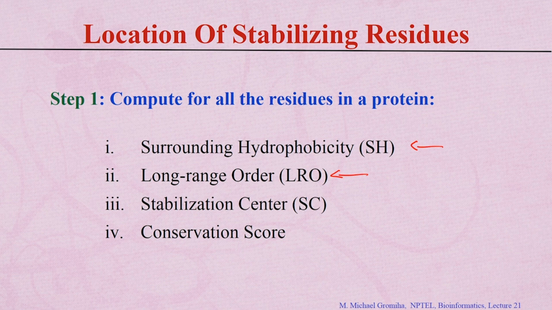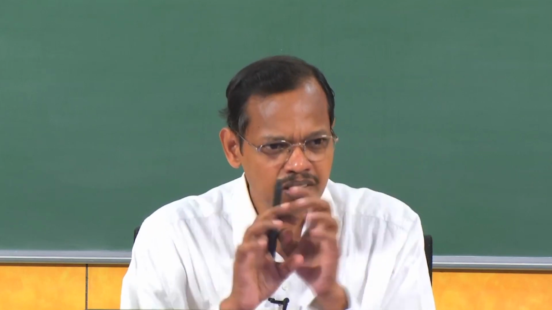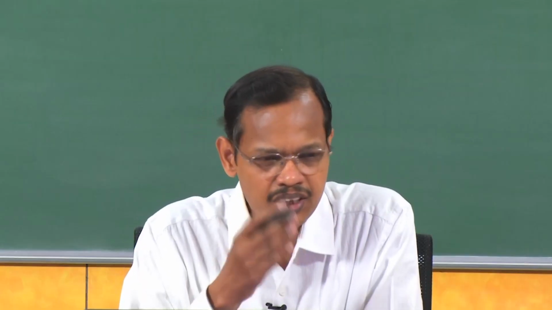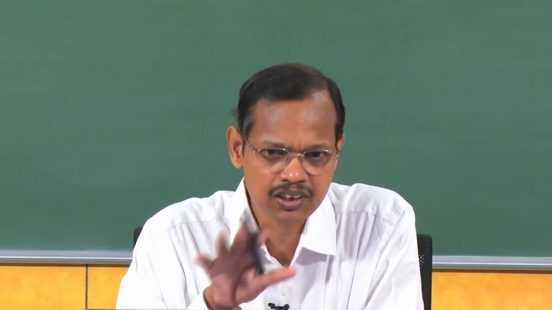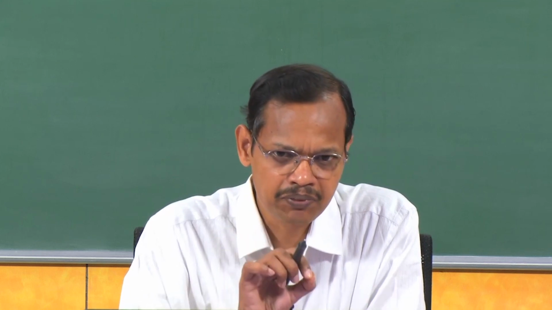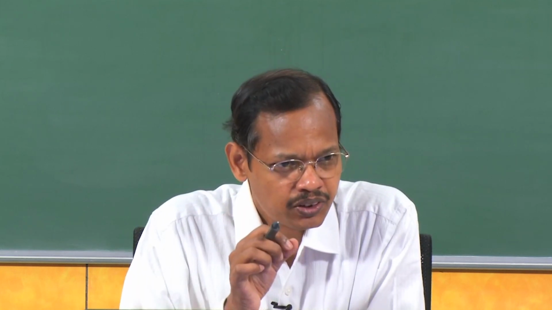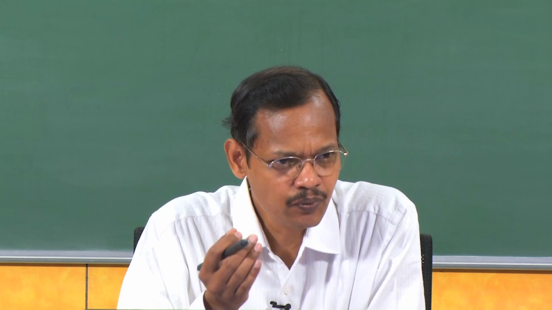Stabilization center is also similar to long range order. This also involves long range interactions. We can see some clusters of residues, and these residues have contacts among these two groups. The conservation score depends upon the residues which occupy the same position in different homologous sequences. I have already discussed the development of these parameters, and I will just outline again how to get these parameters and how we identify the residues which are stabilizing in protein structures. The surrounding hydrophobicity can tell you the hydrophobic behavior of each residue in the protein environment. How do we get this surrounding hydrophobicity?